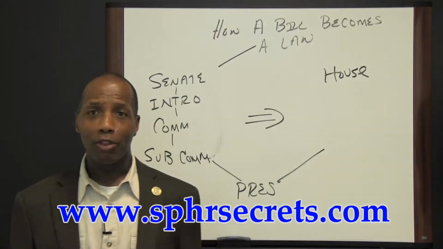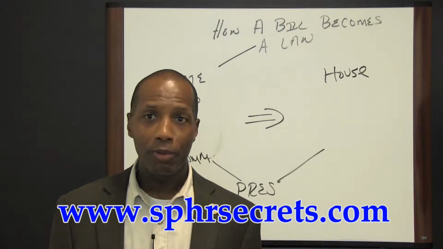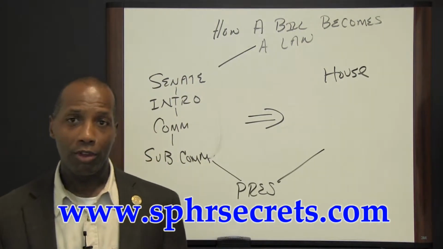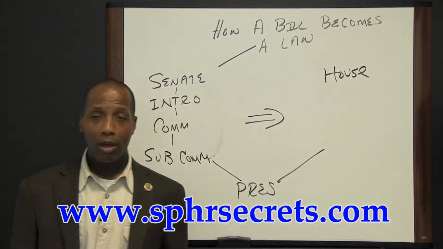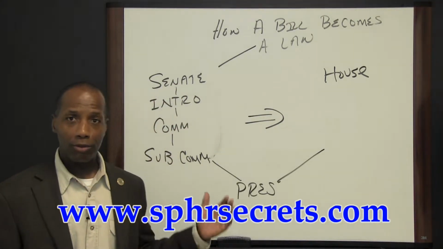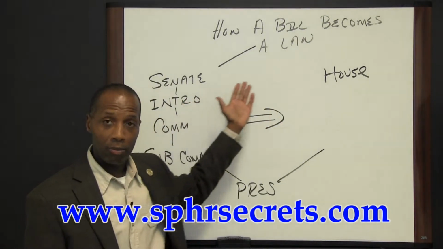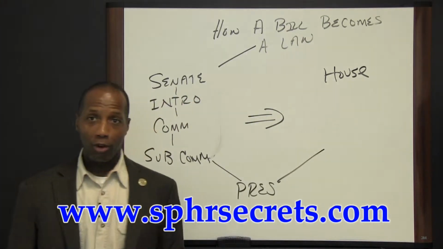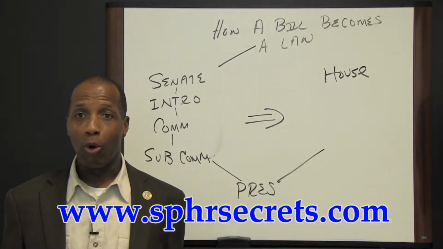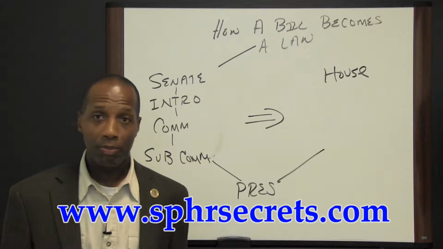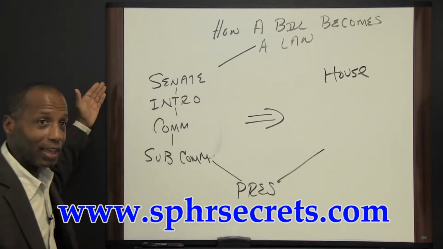Briefly, let's look at the process of how a bill becomes a law in the United States Congress. Except for bills dealing with taxation and spending, all bills can originate in either house of Congress, the Senate or the House. So let's first say that a bill has been introduced by one or more of our U.S. senators. Once a bill is introduced, it is sent to a committee.